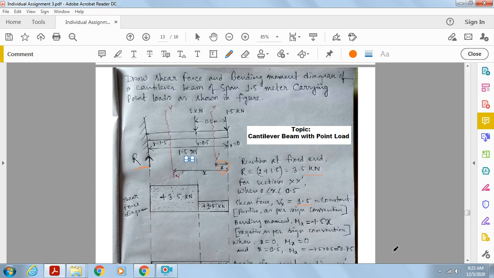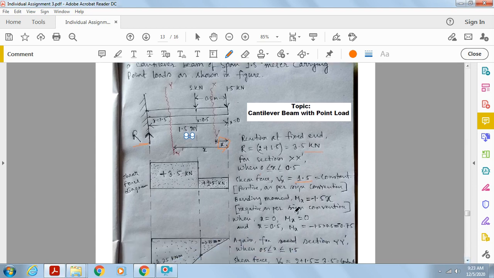Now put x equal to 0. This is a straight line equation. At x equal to 0, Mx equals 0, and when x equals 0.5, at this point Mx will be minus 0.75. So alternatively we have plotted these points. Vx equals 1.5, that is constant, so I have plotted a constant line throughout from 0 to 0.5.